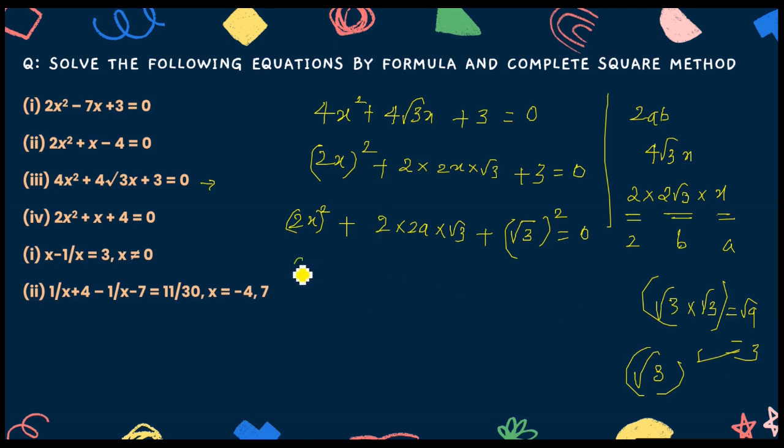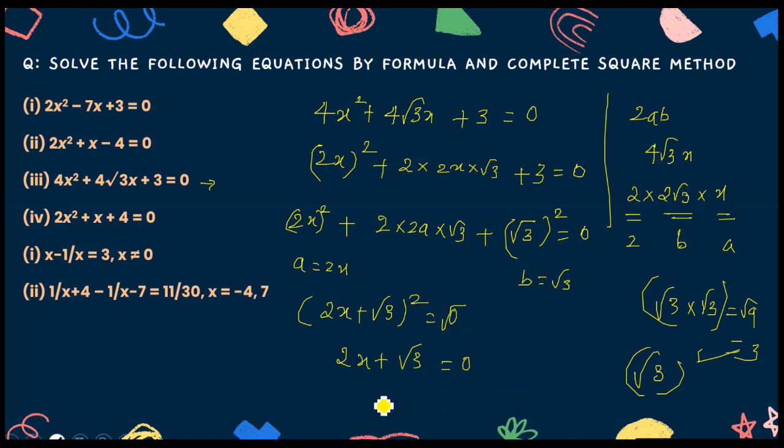Yeah. Now look at this. Your a is 2x and your b is root 3. So this is a plus b, (2x plus root 3) whole square. Finish. Equal to 0. (2x plus root 3) square equal to 0 means, if you remove the square, what is the square root of 0? Again, it's 0 only, right? So then what is x from here? Minus root 3 by 2. This is the answer. So this was already like a completed one. We just solved it like this.